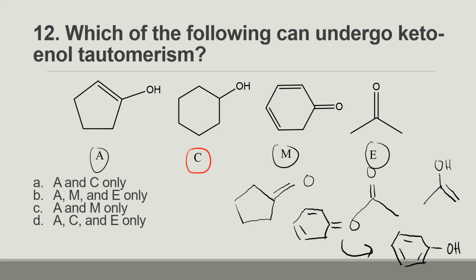So, nakita niyo yung trend from A, M, and E. So, this one cannot undergo keto-enol tautomerism. So, the answer for 12 is A, M, and E only, which is choice B. Okay.